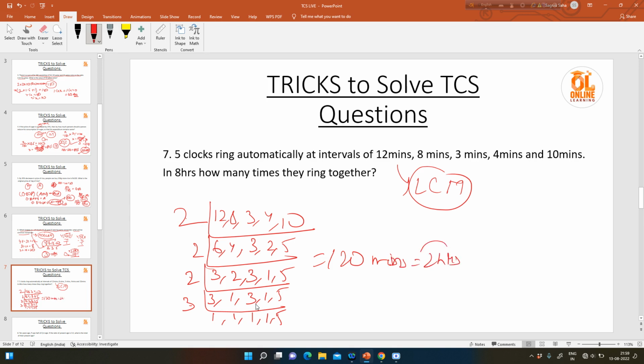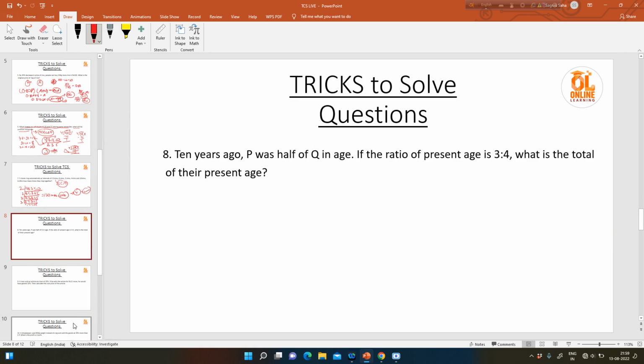So after every 2 hours they ring together. So in 8 hours, how many times do they ring together? That would be 4 times, right? Hope you have understood. Easy question. So if you know the logic, then it would be very, very easy for you. It does not matter whether it is a foundational or basic type of question or an advanced type of question. Okay, let us move to the next question.